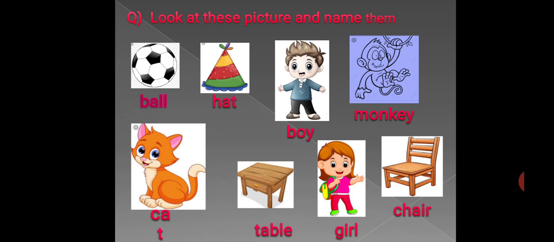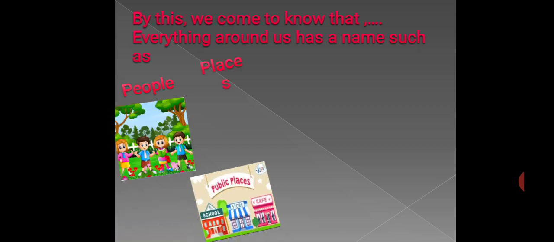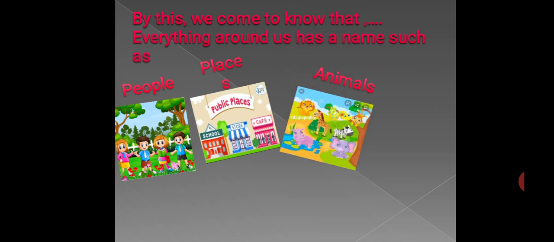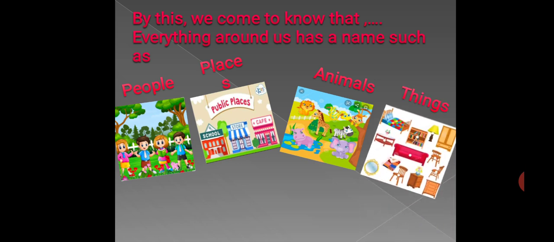So, looking at these pictures, we come to know that each and every object that surrounds us has a particular name. By this, we come to know that everything around us has a name, such as people, places, animals, and things.